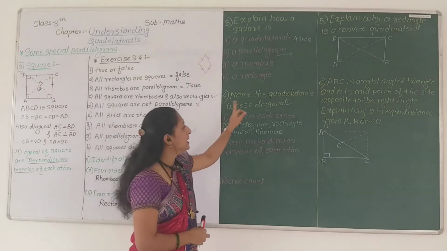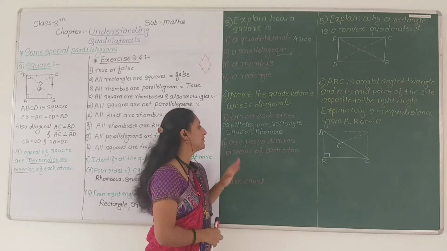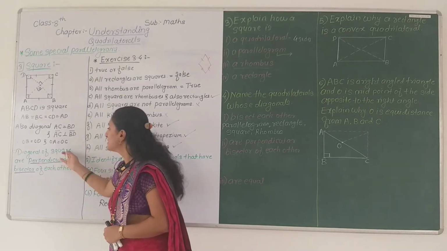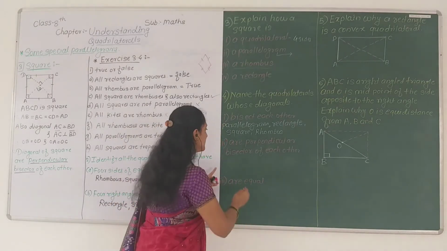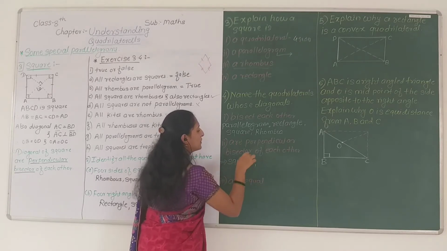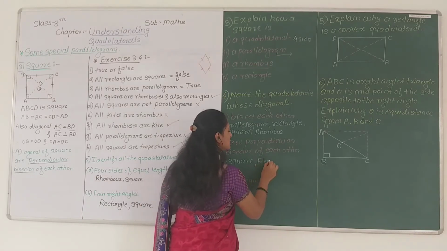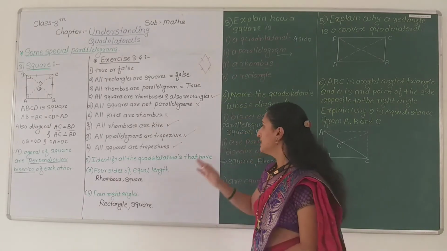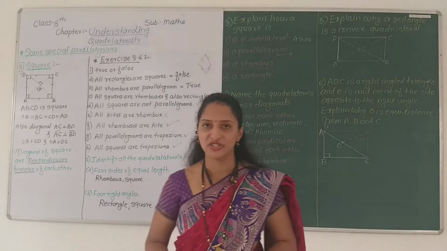Second one, name the quadrilaterals whose diagonals are perpendicular bisectors of each other. Okay, we have learned that diagonals of squares are perpendicular bisectors. Diagonals of square and rhombus are perpendicular bisectors of each other.